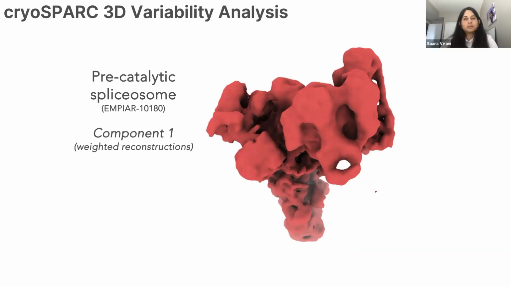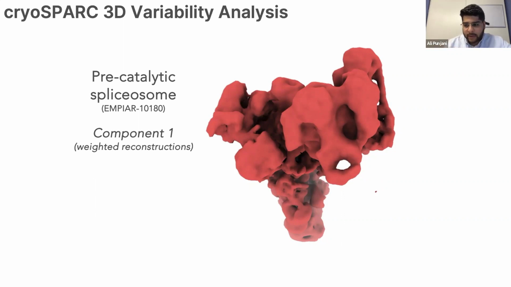Perfect. Can the variability component values, once you've obtained them using the 3D VA job, be exported from cryoSPARC and then replotted elsewhere? Yeah, for sure. The variability component values are all outputted in a cryoSPARC file that is the output of the 3D variability analysis job. I believe we have a tutorial online about how to read the cryoSPARC file format. It's actually a very simple NumPy file.